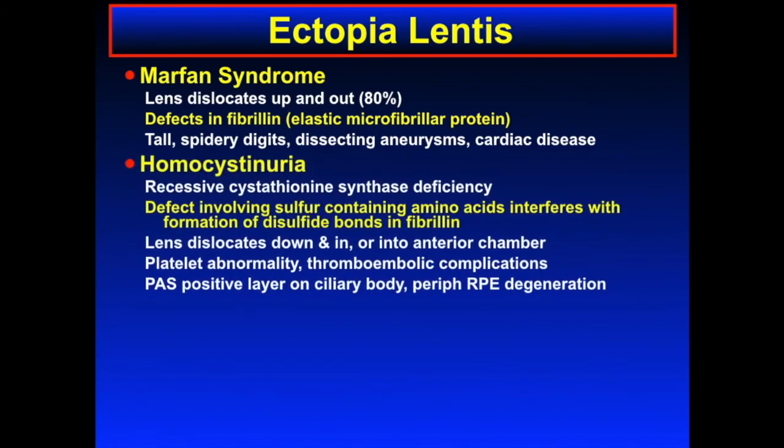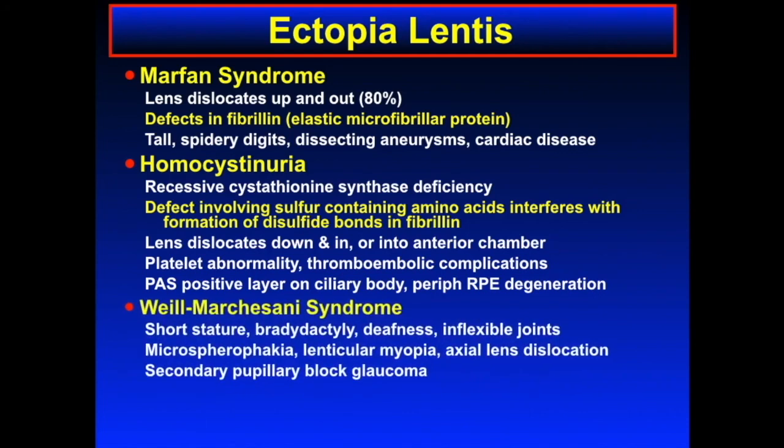In homocystinuria, this is a recessive cystathionine synthase deficiency. This is a defect in sulfur-containing amino acids, and this interferes secondarily with the formation of disulfide bonds in fibrillin. Classically, the lens dislocates down and inferiorly, and down and nasally, or into the anterior chamber. Another interesting thing about homocystinuria is that the patients have abnormal platelets and are subject to thromboembolic complications.